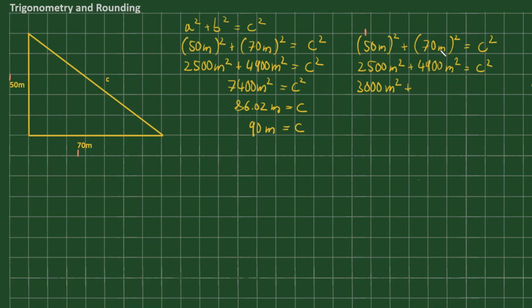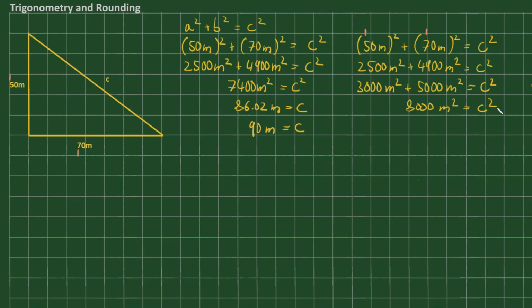And I'm going to do the same thing to 4,900. The 4,900 comes from 70 times 70, and 70 has only one significant figure. So now I need to round my result to one significant figure. And that will give me 5,000 square meters. Alright, 3,000 plus 5,000 is 8,000 square meters. And that equals c squared.